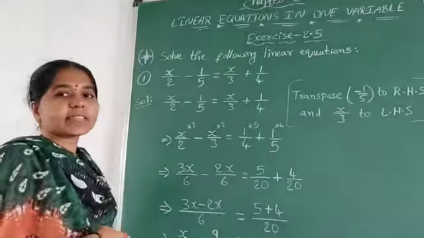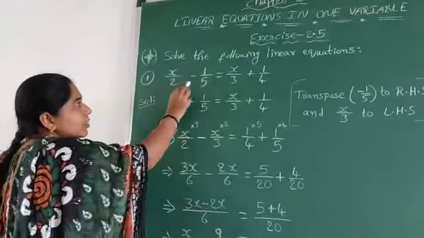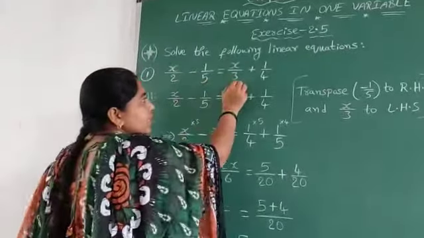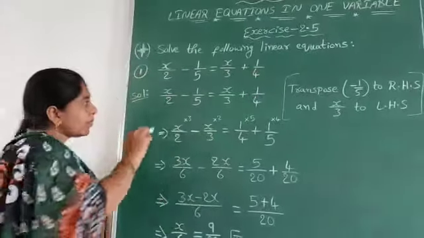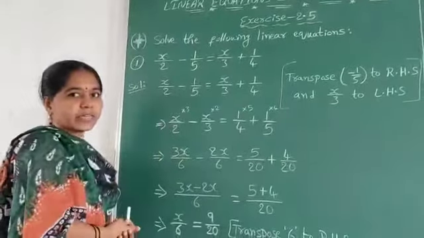Let's solve the new exercise, that is exercise 2.5. First one: x by 2 minus 1 by 5 is equal to x by 3 plus 1 by 4. Rewrite the equation, children. All the like terms we will take to one side.